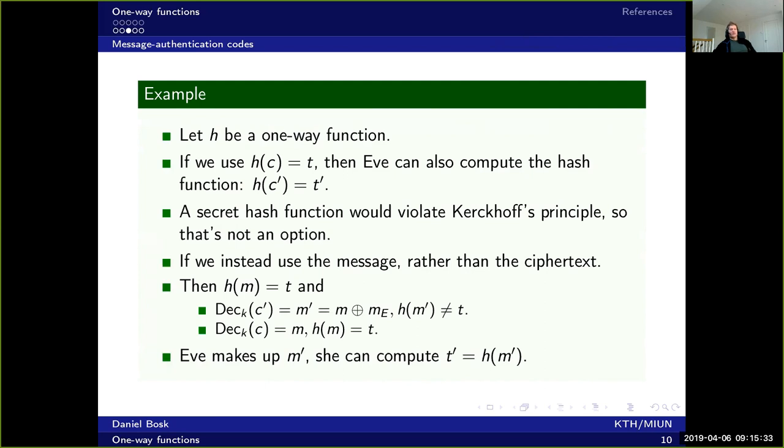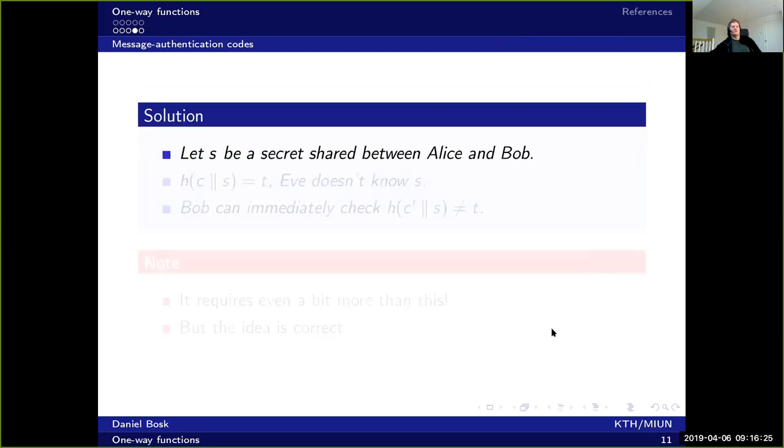However, if Eve can somehow make up M prime totally from scratch herself, then she can simply compute the new tag as well. This would actually be the case in public key cryptosystems, which we will consider later. So this is not perfect either. And there actually exist attacks where, despite that Eve doesn't know the message, she can actually succeed here. So this wouldn't work either, but we're getting closer to a solution.